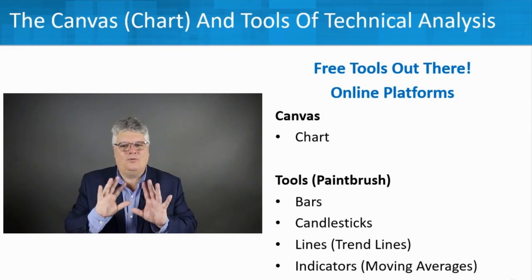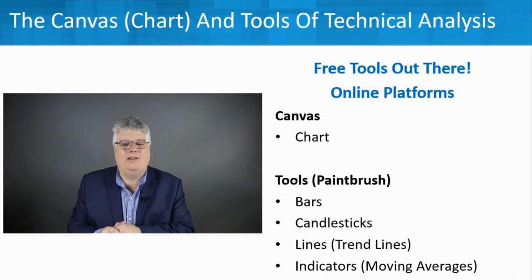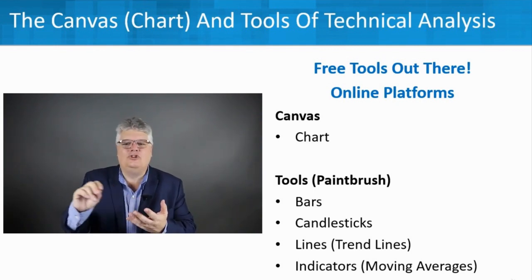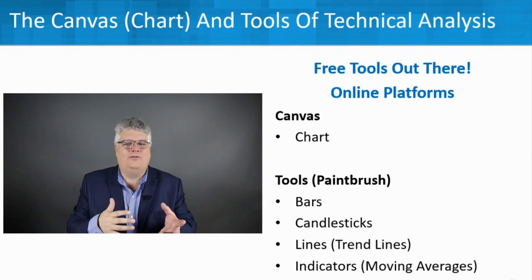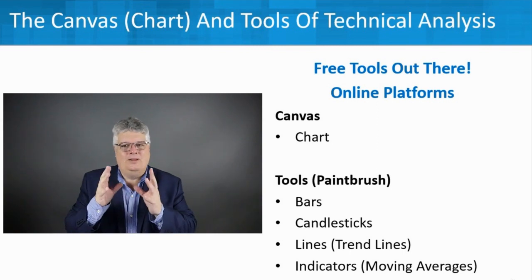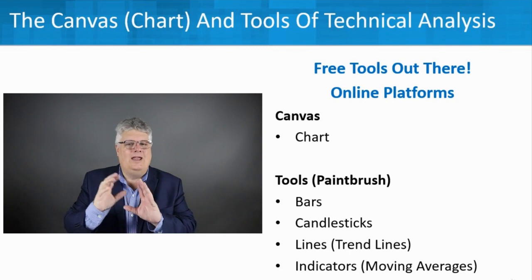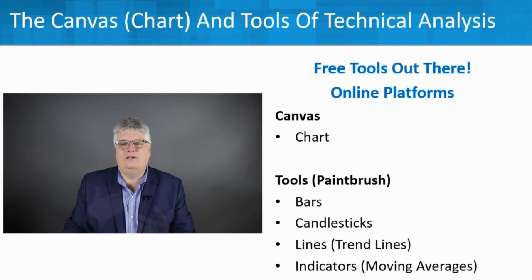And then how you interpret or read that chart is where you'd use tools. Just like an artist might paint with a paintbrush to, in fact, make it come alive, we use tools like that in technical analysis. Price bars, candlesticks, lines and trend lines, indicators like moving averages, volatility indicators, momentum indicators, all sorts of different types of things we're going to learn about in the course. But think of it that way: I've got my canvas and then I'm going to apply my tools and that's going to help me decide what to do.